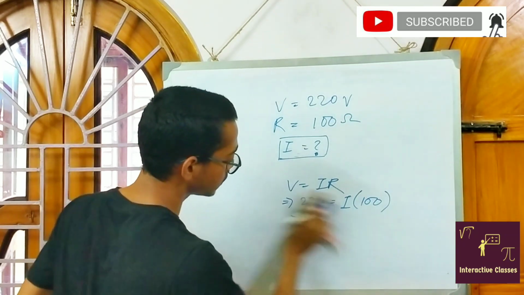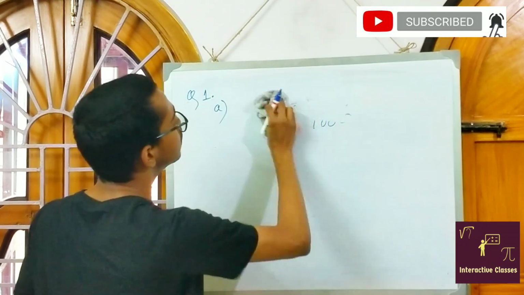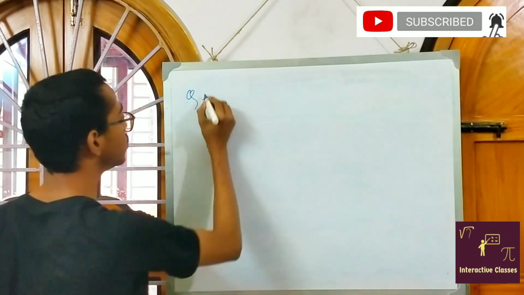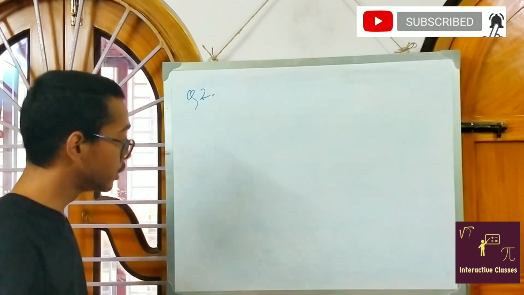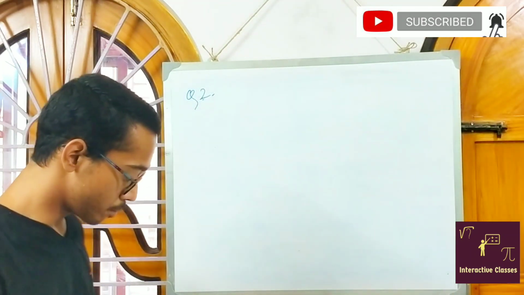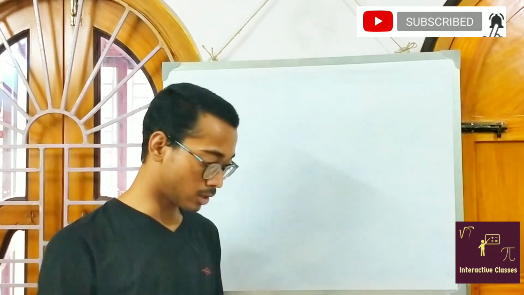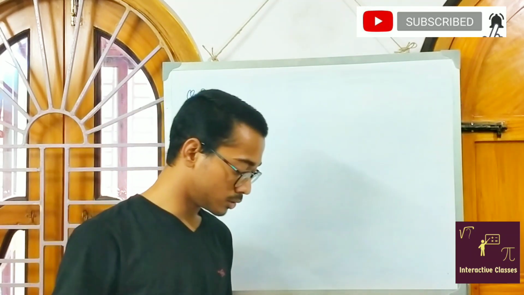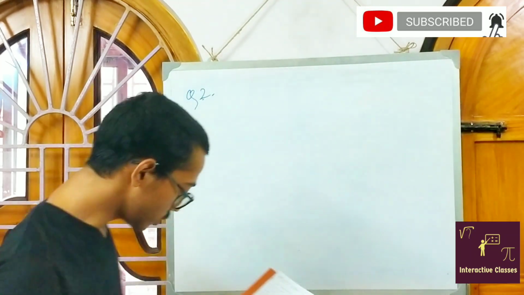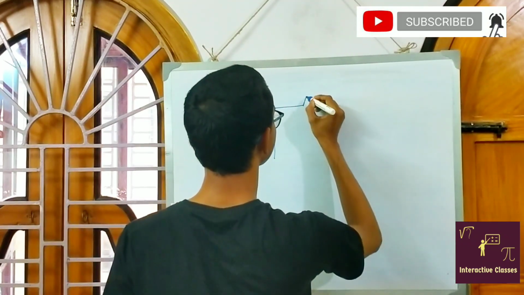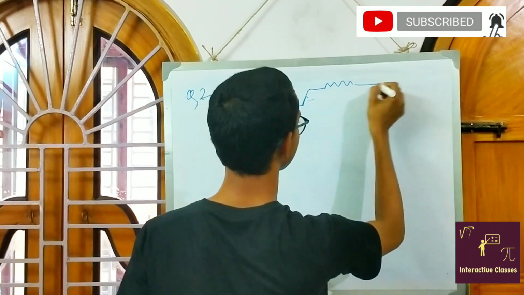Now we come to the second question. This is the parallel combination numerical. The parallel combination is comparatively the tougher one between the series and parallel combination. So I will show you the parallel combination, so you can do the series combination on your own. The circuit looks like this.